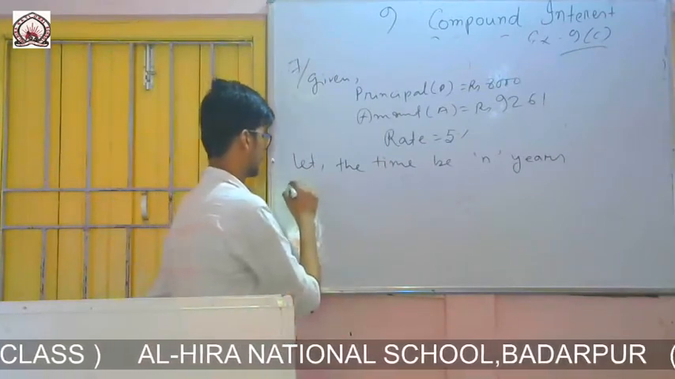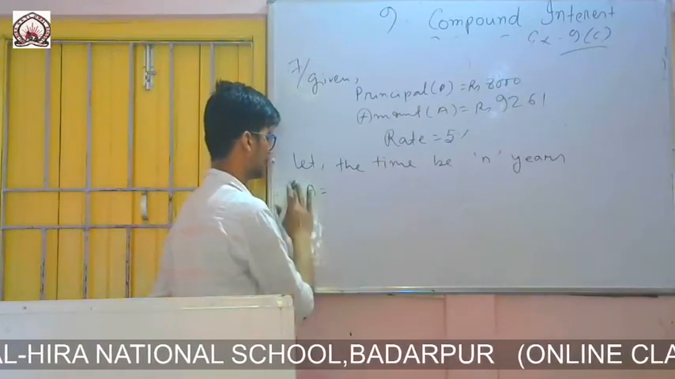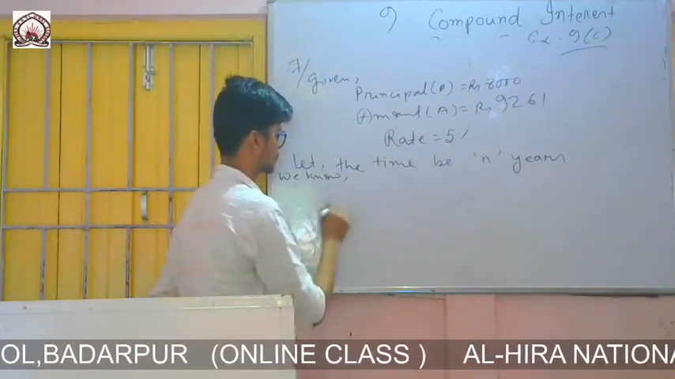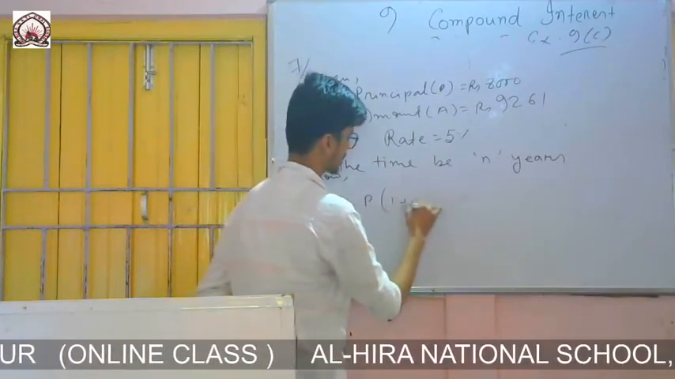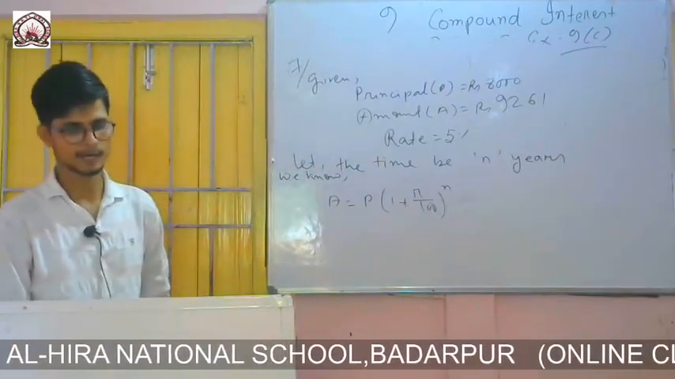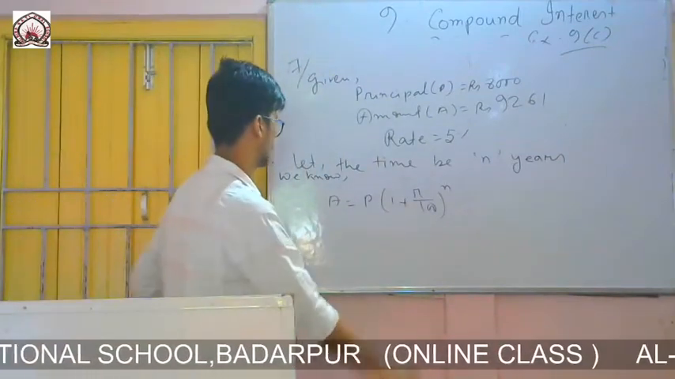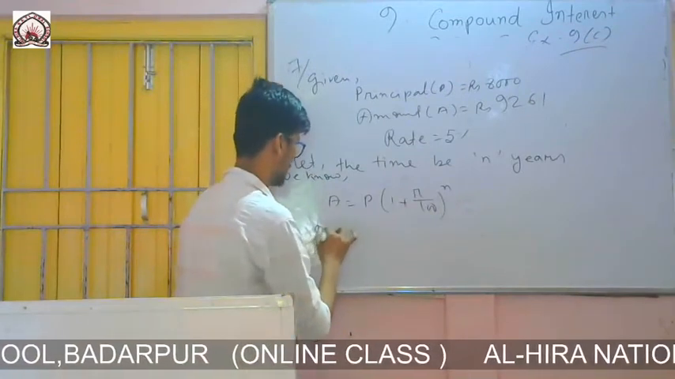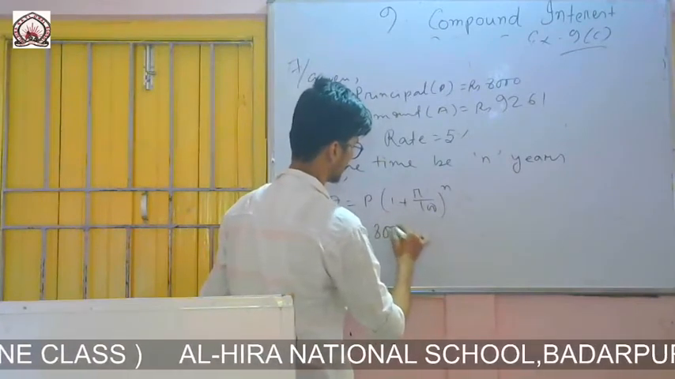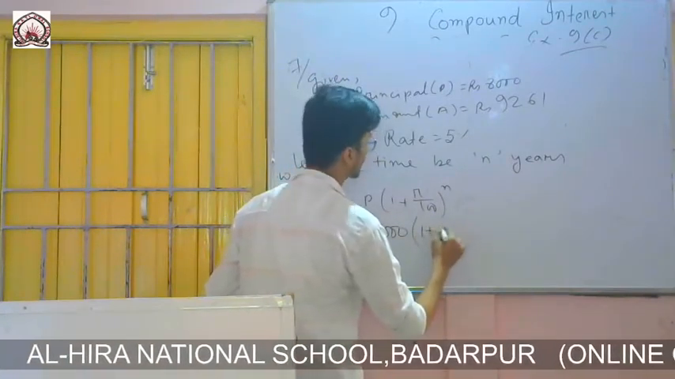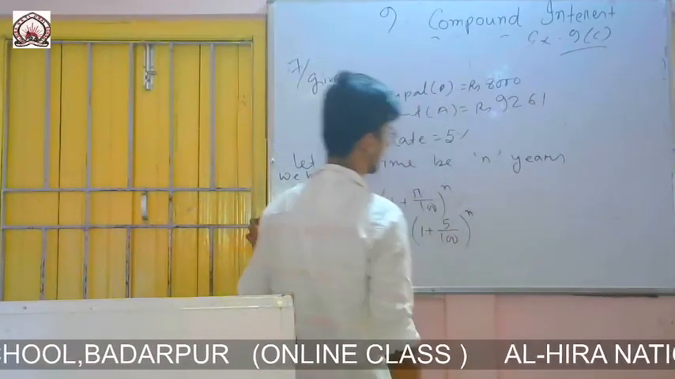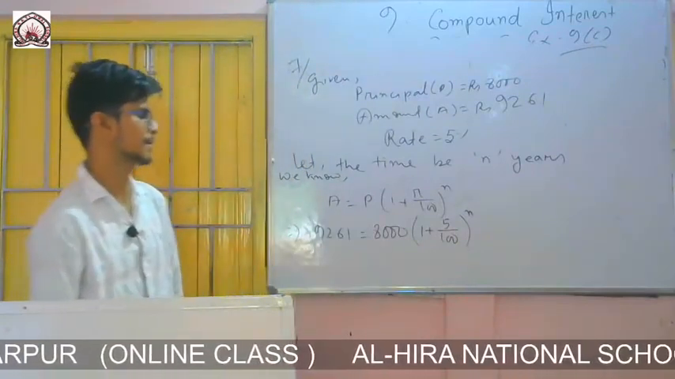So you write, therefore amount equals, we know amount equals P into 1 plus R by 100 to the power n. So we know the amount, it is 9261, and principal is 8,000, and 1 plus R by 100, that is 5 by 100, to the power n. We don't know the time, so we have written n.